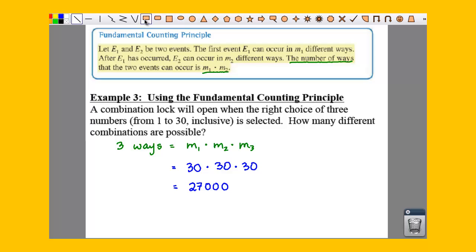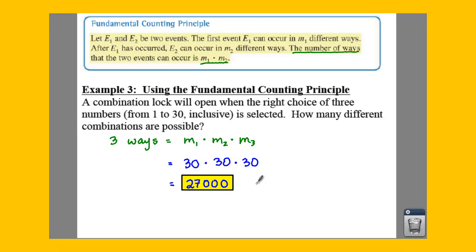So that's important to know because we are a school of almost 800, and so if you're worried about somebody figuring out your locker combination, good news. They may have to try it 27,000 times before they actually get it correct. So tell them good luck.